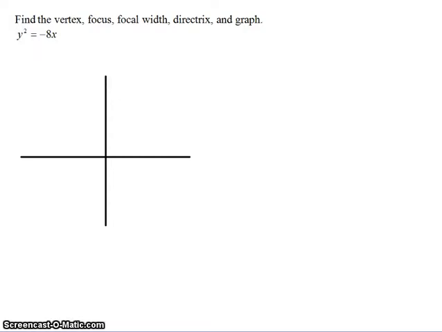First of all, the vertex, that's really easy. The vertex for this type of parabola is at 0, 0. And we want to figure out what the focus and the focal width and the directrix are. In order to do that, we need to figure out what the p-value is equal to. And so to figure out the p-value, I want to compare this equation that was given to the general form of the equation of a parabola that's on its side. So we have y squared equals 4px.